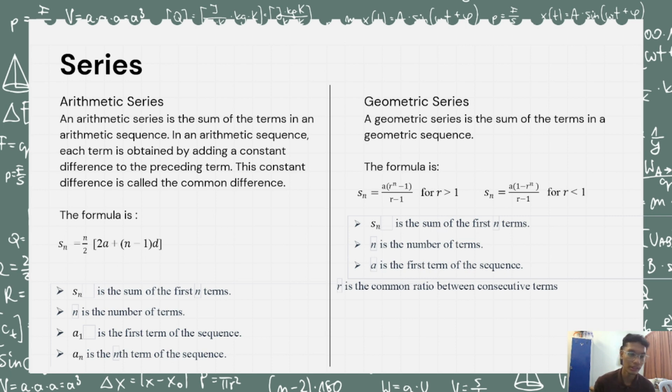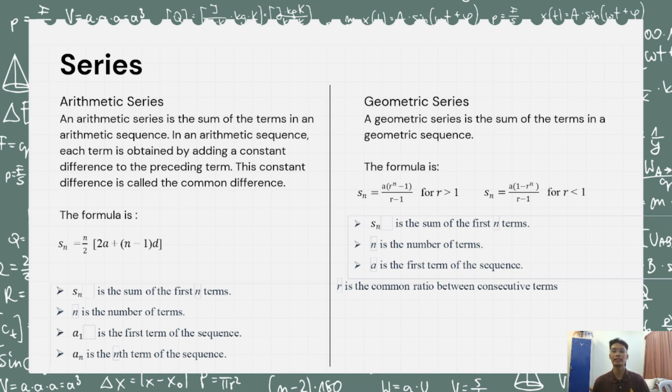This is the formula. Sn stands for the sum of the first n terms. n is the number of terms. A is the first term of the sequence. An is the nth term of the sequence.